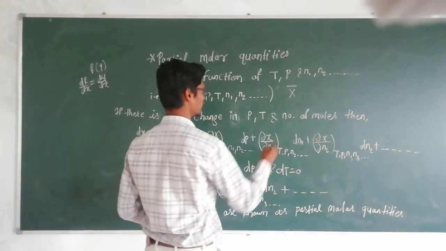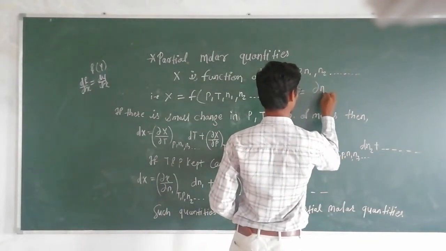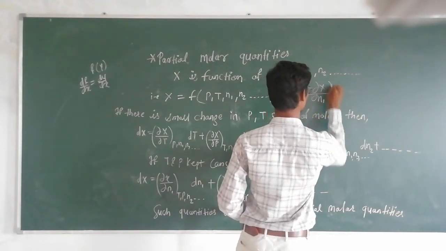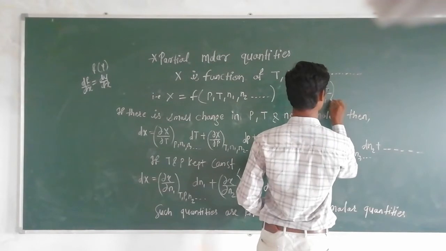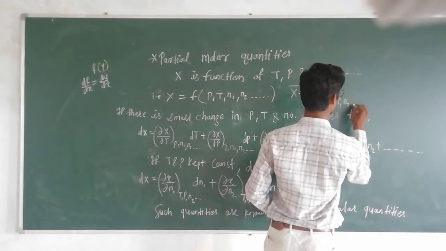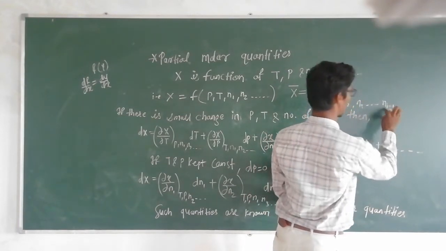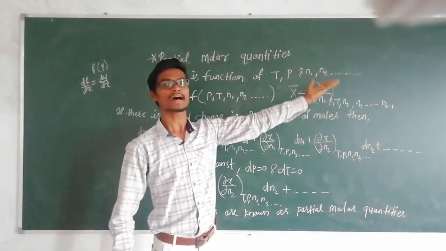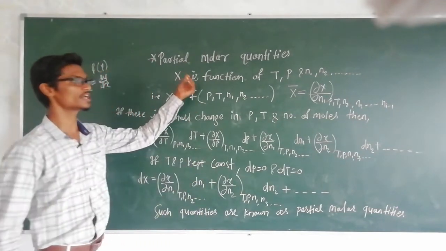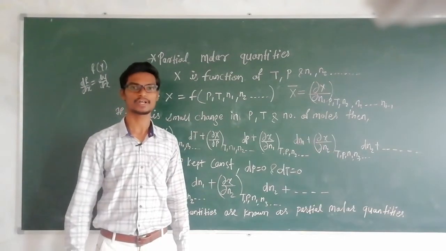Okay, for x bar we can write this term as delta x by delta n1 at constant pressure, temperature, n2, n3, up to n i minus 1. This i is the nth term, or the last term, of this series. So this is the equation for the partial molar quantities.